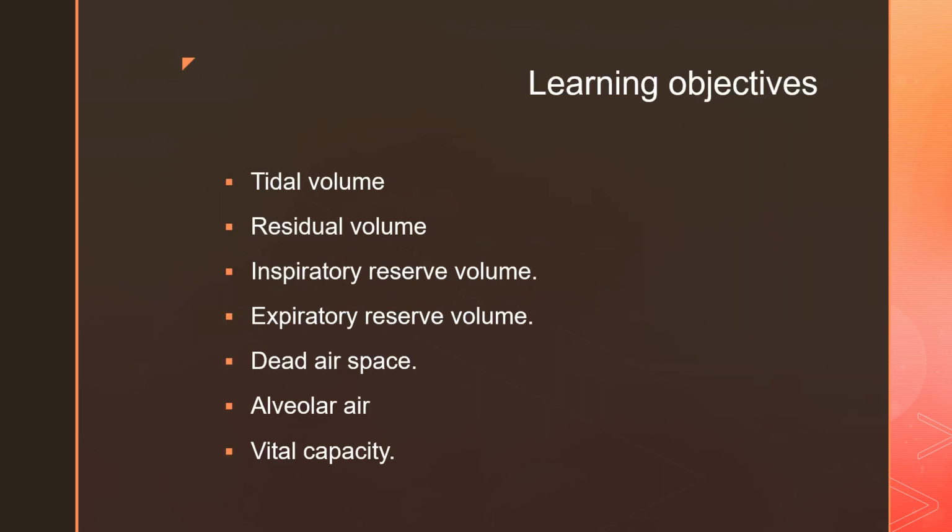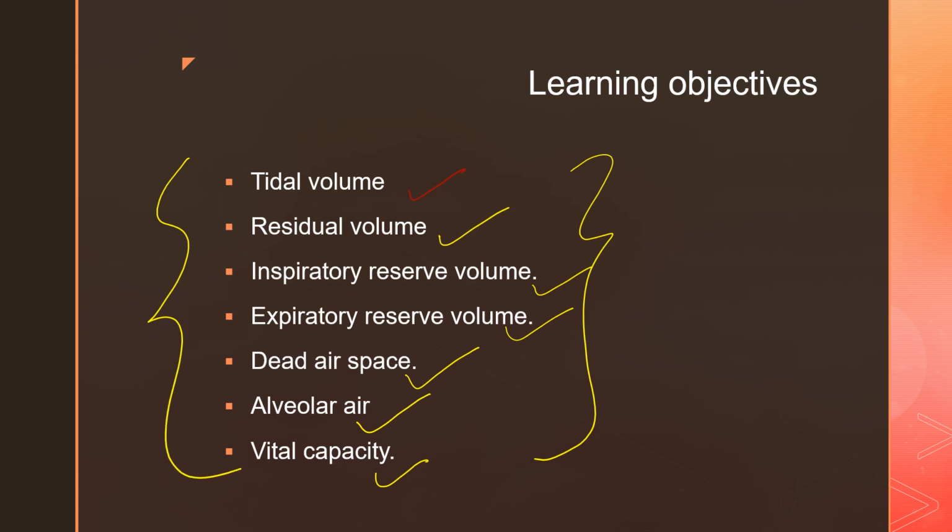What are the learning objectives of today's lesson? By the end of today's lesson, we will know what is tidal volume, residual volume, inspiratory reserve volume, expiratory reserve volume, dead air space, alveolar air, and vital capacity. These are very important because in your exams you will get definitions, such as what is tidal volume and inspiratory reserve volume, and you should know each one individually with a clear idea. So let us get started.